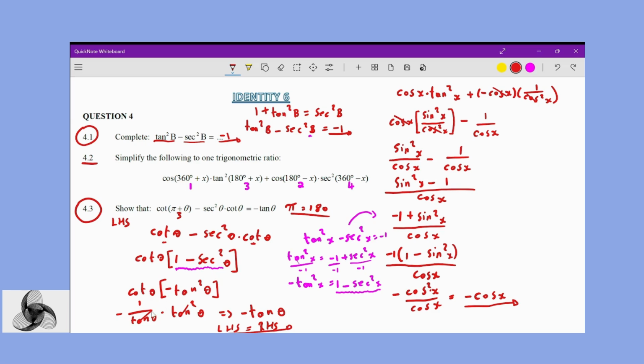Somebody may be asking, if I cancelled this and I cancelled this, what happened here? How do I end up having this negative tangent? It's because of the fact that tangent is squared. It means it is tangent multiplied by tangent. So this one is in the numerator, and this is in the denominator. One of the tangents in the numerator will divide the other tangent in the denominator. Hence, I'll be left with only one tangent, and I multiply that tangent by this negative sign. I get negative tangent of theta.